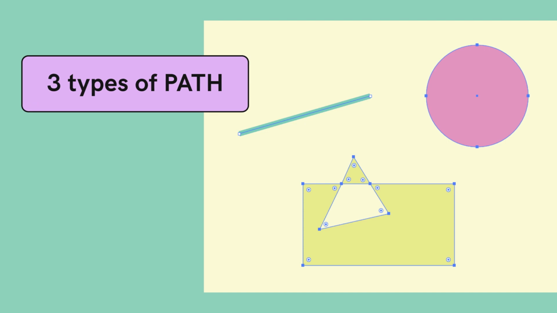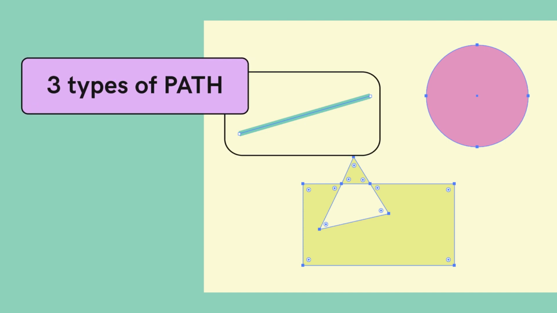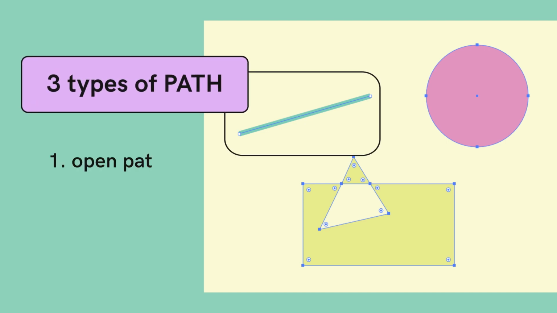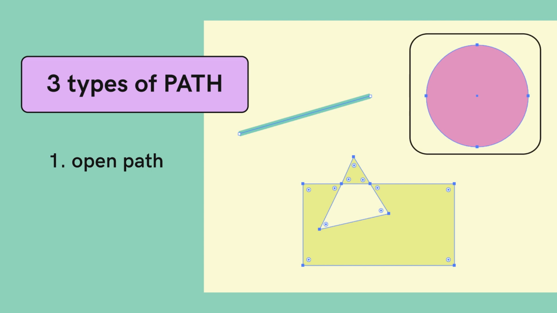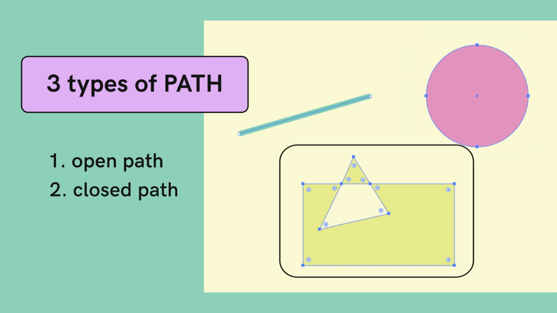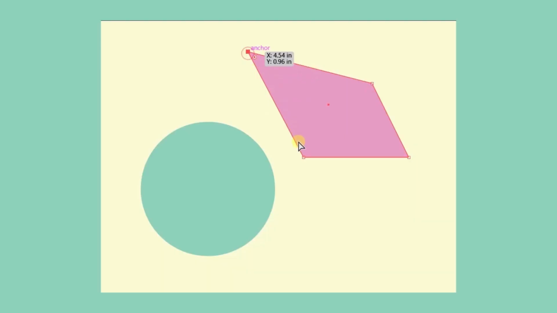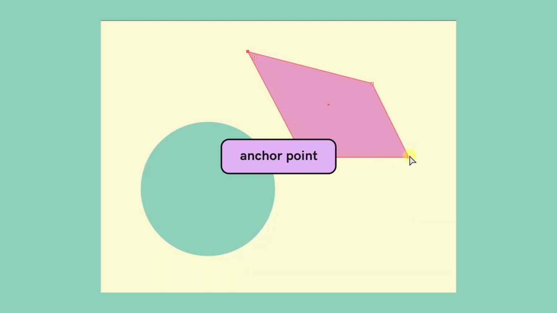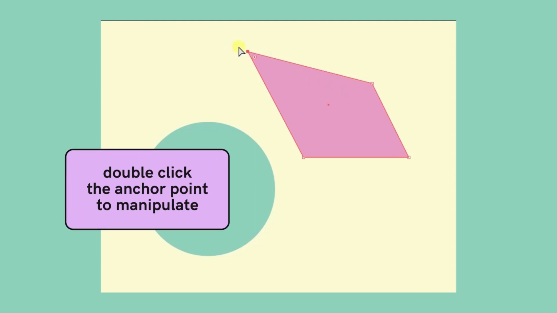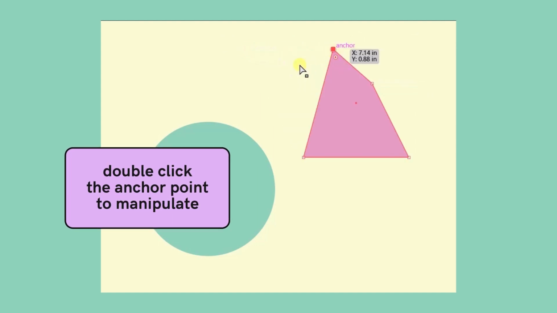There are 3 different types of paths. A basic path with 2 endpoints is called an open path, while a shape without an endpoint is called a closed path. When 2 or more paths are connected, the resulting design is a compound path. A path is made up of a series of points called anchor points. The anchor points are the squares around the shape that make up the object. Once you hover over an anchor point, double-click it to manipulate the shape.